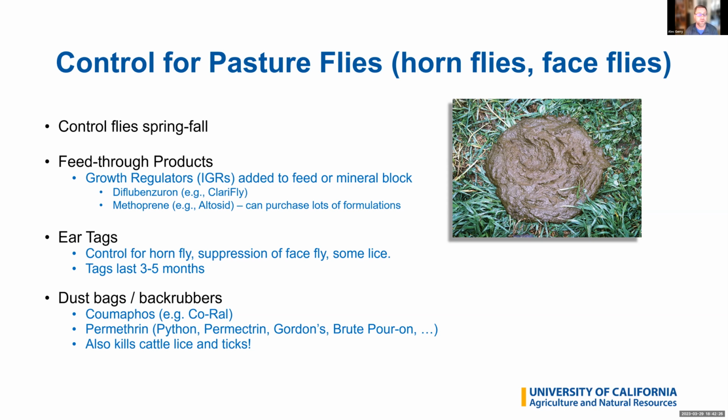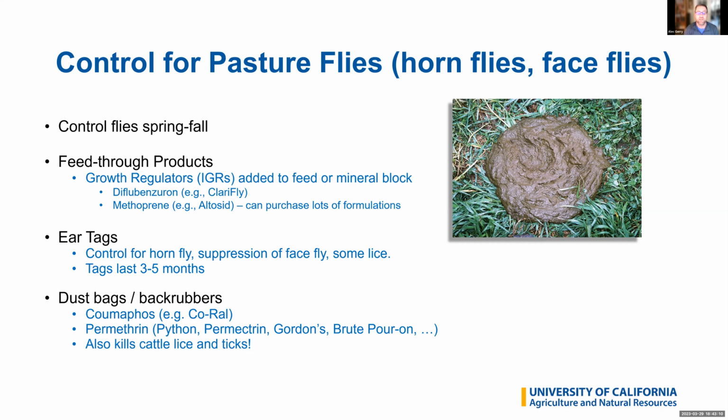They can be controlled through using feed-through products. So these are materials that you feed to the cattle. Many of these products have growth regulators in them, things that will get into the cattle feces and prevent the immature fly, the maggot, from completing its development to the adult stage. Some examples of some of those growth regulators are diflubenzuron and methoprene, and you might know them by trade names such as Clarifly and Altocid. There's lots of different formulations. You talk to your feed store owners and they can give you all kinds of suggestions and ideas for materials that are available locally to you that have these growth regulators in the feed or mineral block.